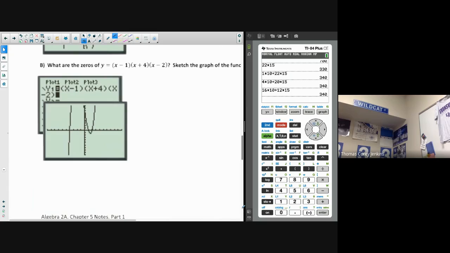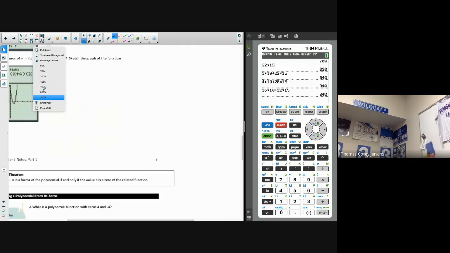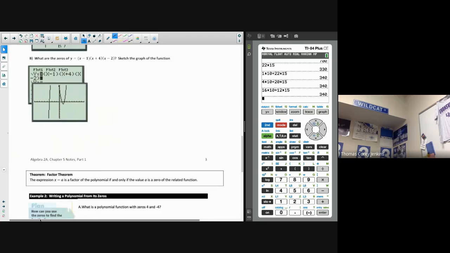Okay, I'm going to skip down to B here. I'll leave A for you. Let me zoom out just a little bit. Okay, so it says, what are the zeros of y equals x minus 1 times x plus 4 times x minus 2? At the top there, it also says to sketch a graph of this function.